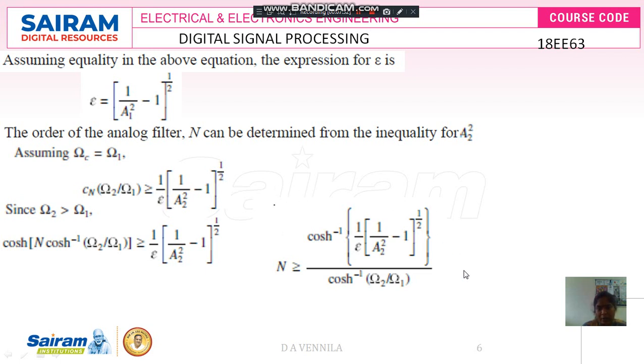So this is the order of the filter. In order to find the order of the filter, this is very important: n is greater than or equal to cosh inverse of 1 by epsilon square root of 1 by A2 square minus 1 whole divided by cosh inverse of omega 2 divided by omega 1. So A2 is the gain of the stop band frequency, stop band gain. So this is a very important formula to find the order of the filter. And also one more thing, as the order increases, the gain decreases very fast. That you should know. So order is very important. We need to calculate it.